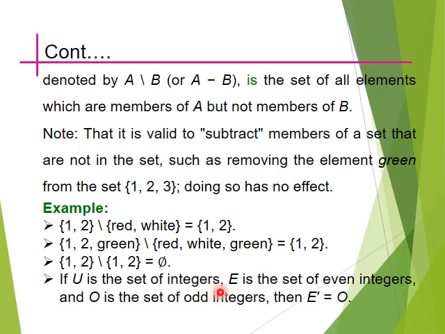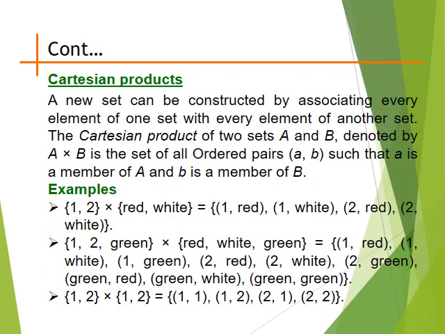If U is the set of integers, E is the set of even integers and O is the set of odd integers, then E complement is equal to odd integers. E complement means universal set minus even integers. So that will become the set of odd integers.